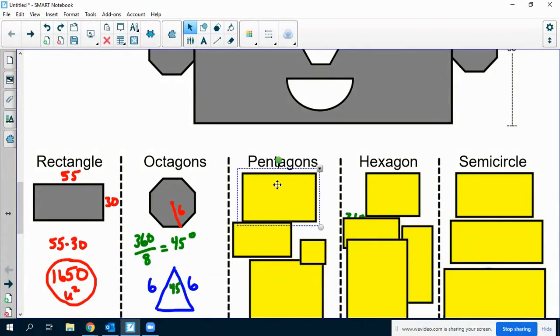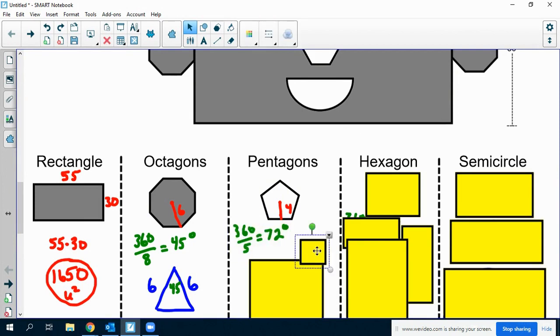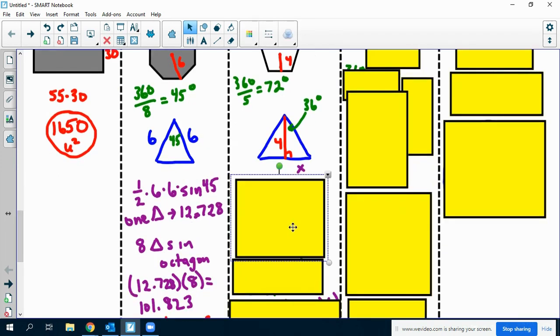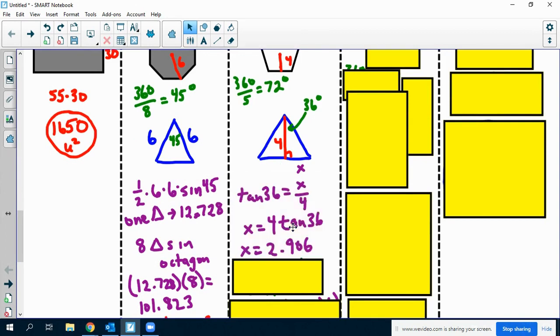So now, pentagons. Well, the apothem was 4, so I'm going to do my procedure. I divide 360 by 5 to get the central angle, and then I do the apothem split, and I get 36. Now I want to find this side length, or this x, and then multiply by 2 to get the side length. In order to do that, I know that the tangent of 36 equals x over 4. So then I multiply the 4 over to the other side to get x by itself. X is 2.906. Now that's half the length of the side. So the side length is 5.812.